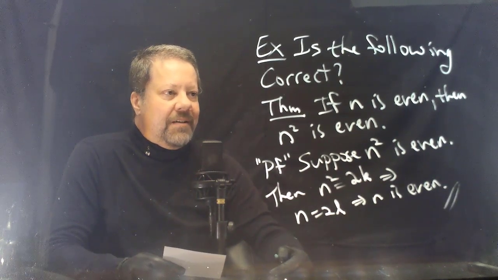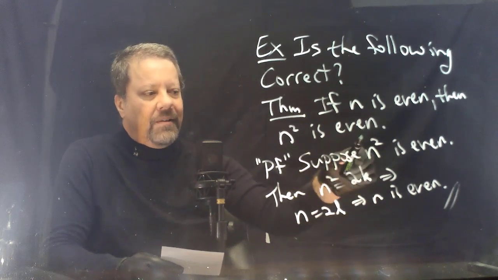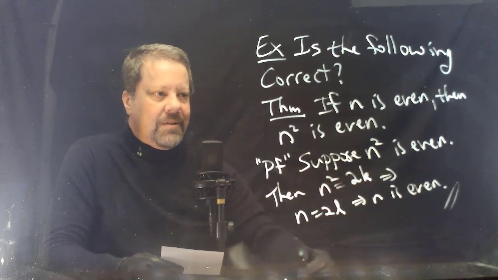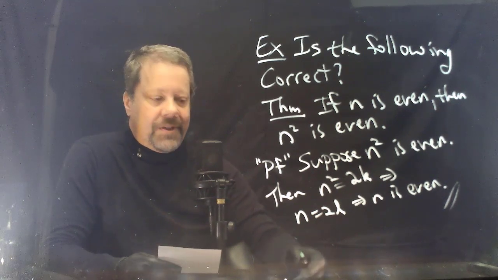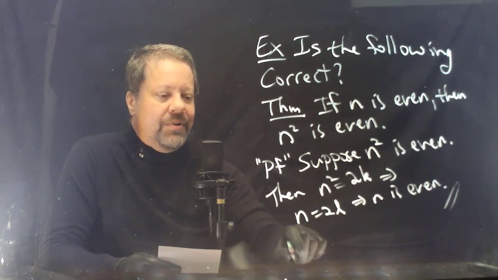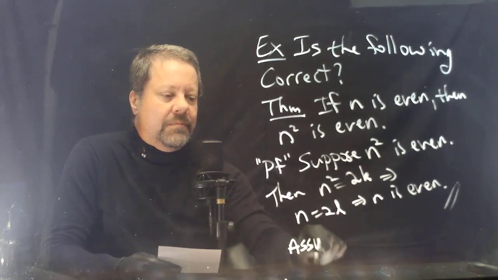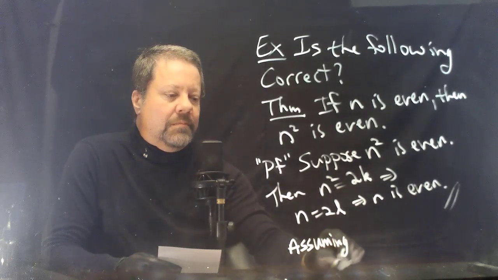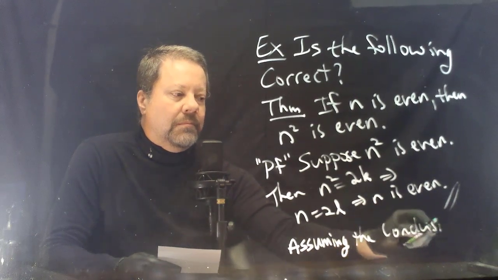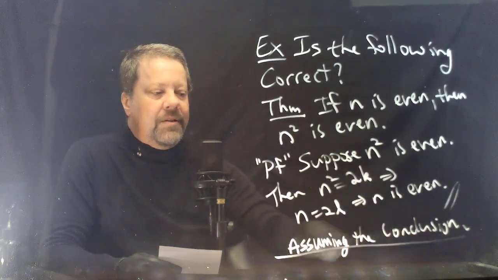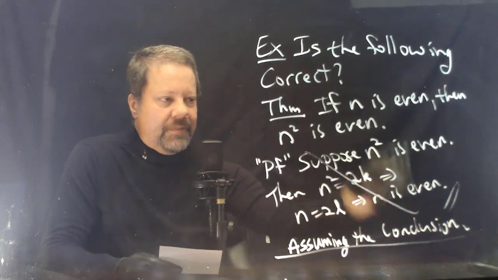So here, we're assuming the conclusion. Suppose n squared is even. Well, that's begging the question. That's assuming the conclusion. So that means that this proof is bogus.